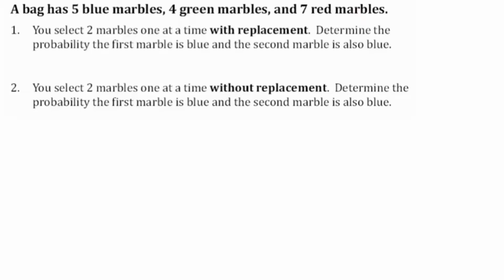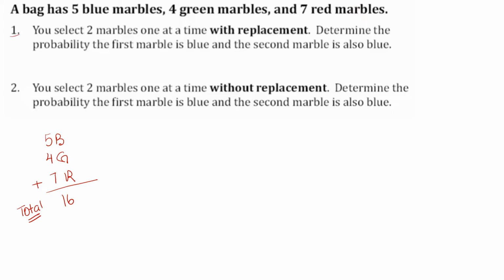A question is, a bag has 5 blue marbles, 4 green marbles, and 7 red marbles. So I'm writing here only 5 blue marbles, 4 green marbles, and 7 red marbles. So how many total marbles are there? 9 plus 7 is 16 in total. So the total number of marbles is 16. You don't need to write them, but just to make you understand, I'm writing each and every step so that you can understand.